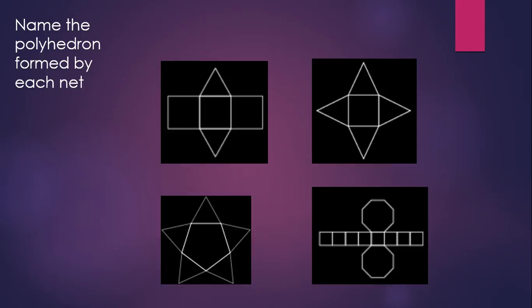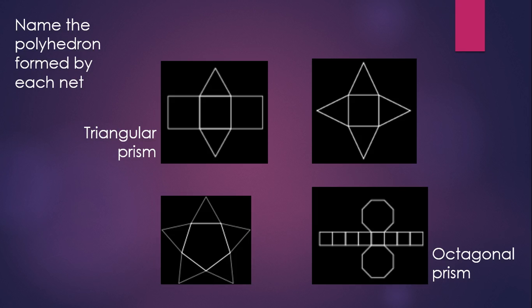Name the polyhedron formed by each net. These two are both prisms. We can tell that because there are two faces that, if we folded this up, would be parallel to each other. In the case of the triangular prism, it's the triangles, and in the case of the octagonal prism, it's the octagons. And those two faces would be connected by rectangles.